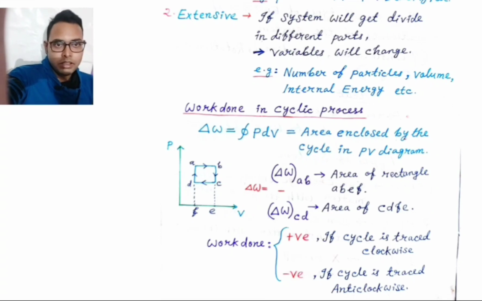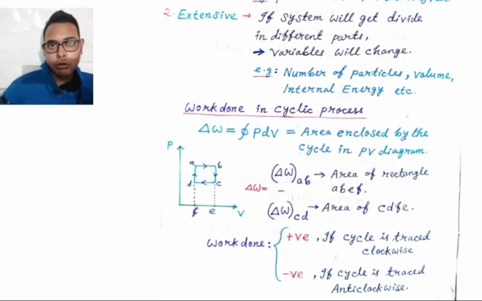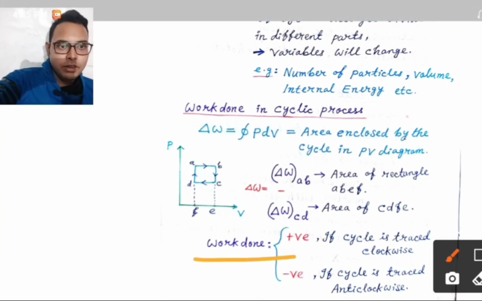Work done is positive if the cycle is traced clockwise. Always remember that if the cycle is traced clockwise, work done will be positive. If the cycle is traced anti-clockwise, the work done will be negative. This is very interesting, and remember that.